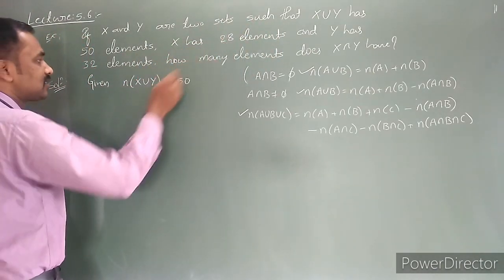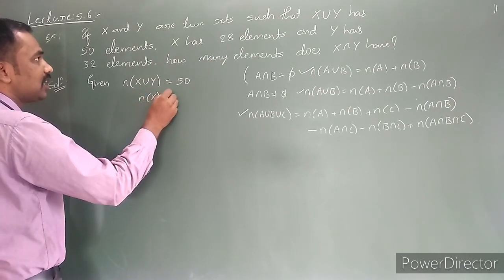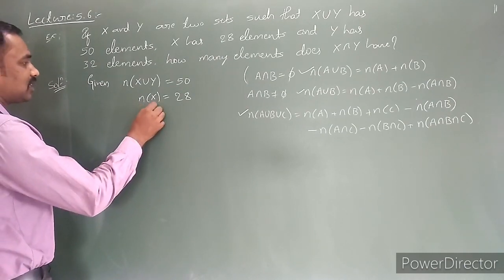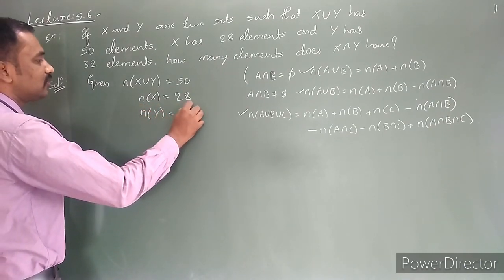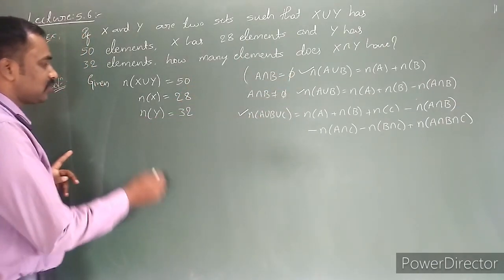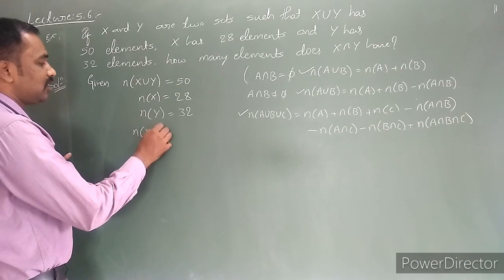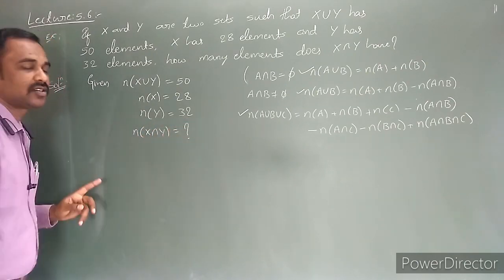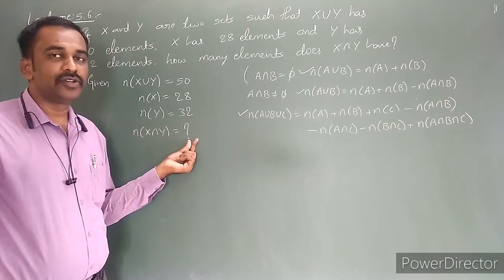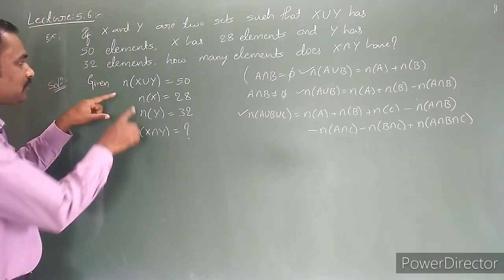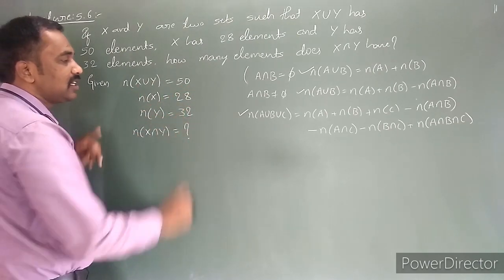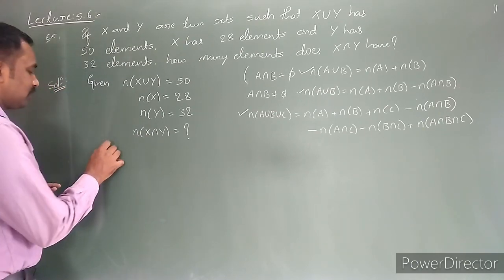Next, x has 28 elements, that is n of x is equal to 28, and y has 32 elements, that means n of y is equal to 32. Then how many elements does x intersection y have? That means n of x intersection y is equal to how much? That is what we are required to find. They have given n of x union y is 50, n of x is 28, n of y is 32. Directly we know the formula.